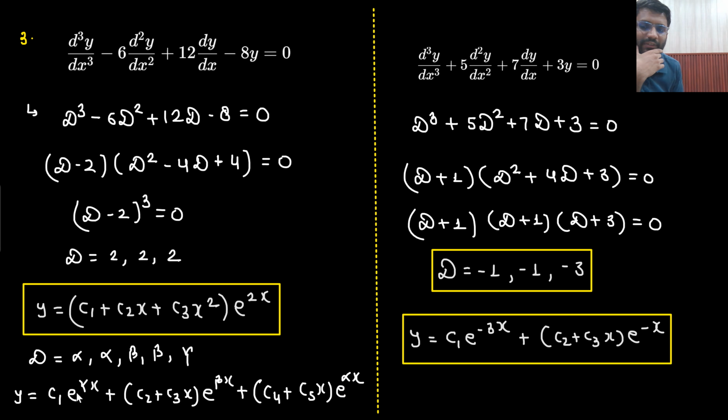Gamma is coming only once, so C1 e to the power gamma x plus beta is coming two times. Beta will say that, sir, I am coming two times, I am being repeated. So for me, you will write down C2 plus C3x e to the power beta x. Alpha will say that, sir, I am coming two times. So for me as well, you will write down C4 plus C5x e to the power alpha x. Okay. Sir, here there are five roots. That means it is a fifth order differential equation. If it is a fifth order differential equation, that means there have to be five constants. Are we getting five constants? C1, C2, C3, C4, C5. Yes, we are getting five constants.